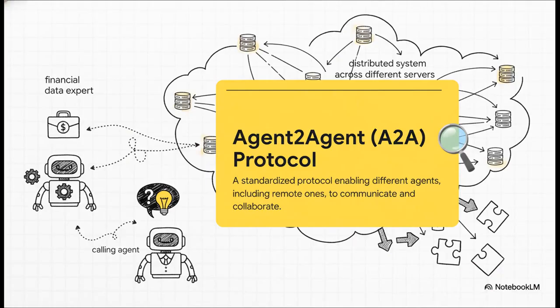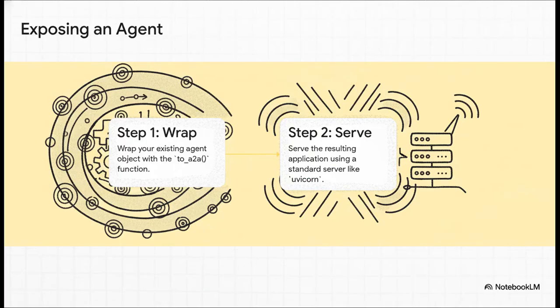And the secret sauce for making this happen is the agent-to-agent protocol, or A2A for short. Think of it like a common language that all agents can speak. This is what lets you build these incredible distributed systems where agents work together. So you could have one agent that's an absolute genius at financial data analysis, and another agent can just call on it as a tool to get help, even if that financial expert is running on a totally different machine halfway across the world.